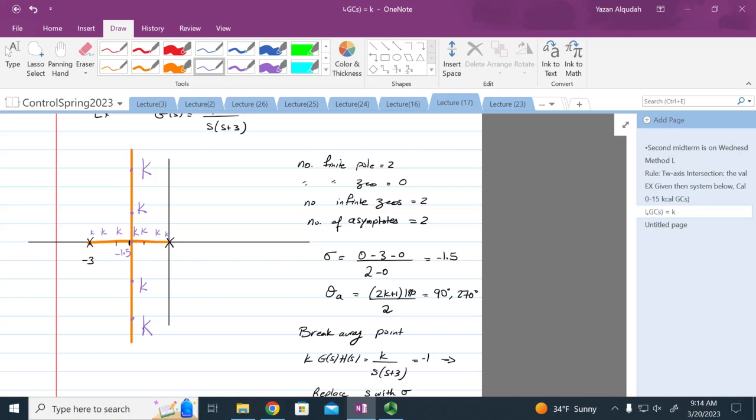Any questions? Okay, we did not finish all the examples. We'll finish them on Wednesday, and we'll start the next topic, which is the design of a controller using root locus. Thank you, everybody.